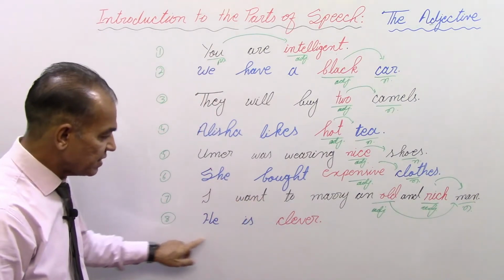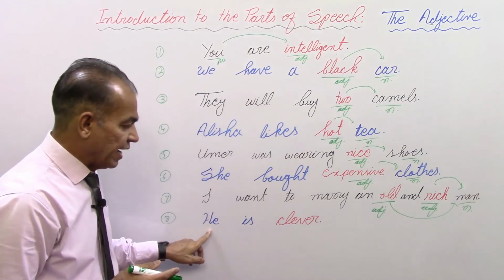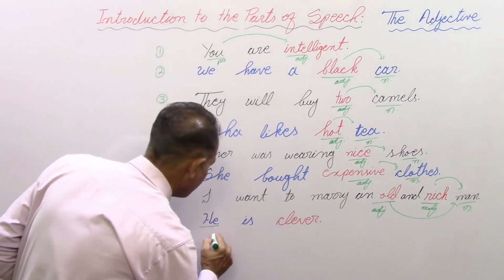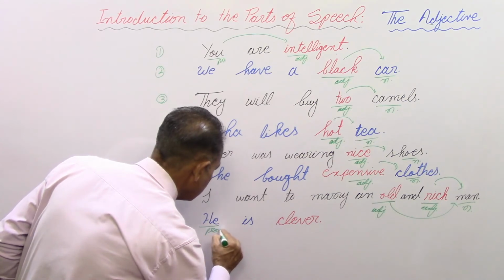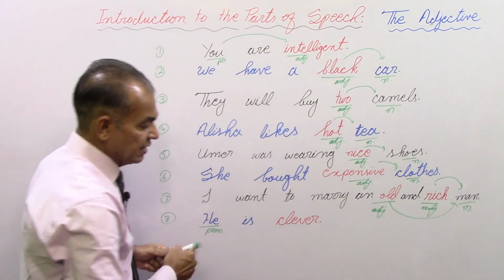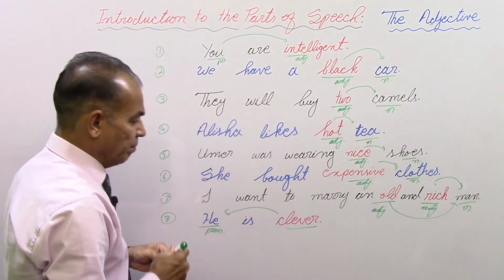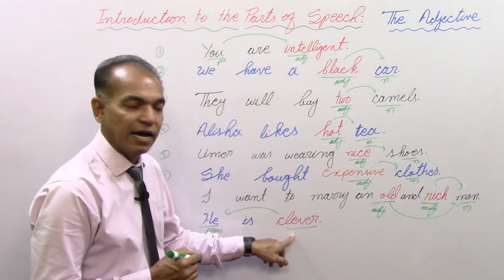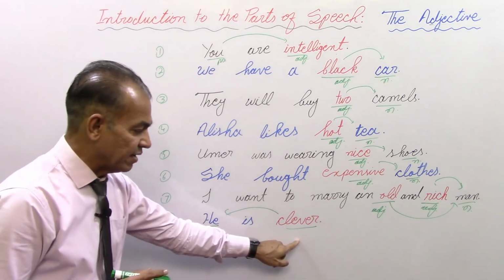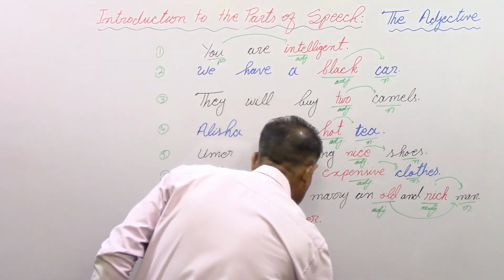And the last one, he is clever. He is a person, obviously. This is a pronoun. Now we are providing some extra information about he, which is a pronoun. He is clever. What type of person he is? He is clever. So this word clever has provided extra information about he. By listening to this word, we have come to know what type of person he is. So this word clever is providing extra information about he, which is a pronoun. It means that this will be called an adjective.